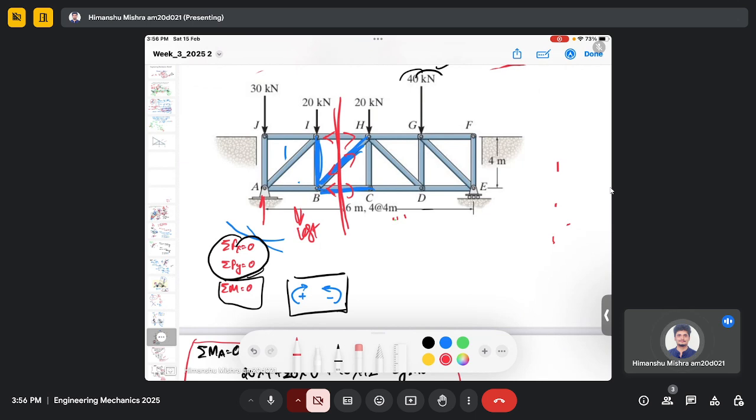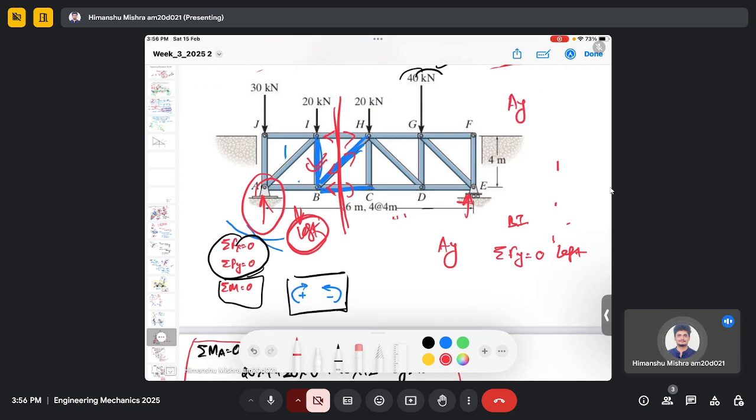So you just calculate the reaction force. Let's say if I use the left section, I can calculate the reaction force AY here. Then you use the method of sections. For example, if I want to calculate the force in BI, I can use the summation of forces in the y direction on the left side of the truss. When I do that, I have to consider AY, this 30 kilonewton, this 20 kilonewton, and then this force, which is BI.